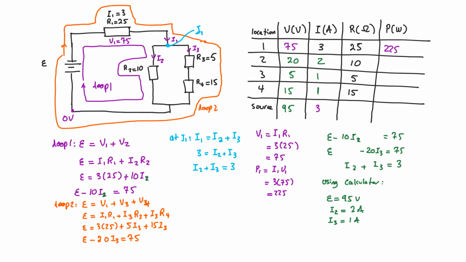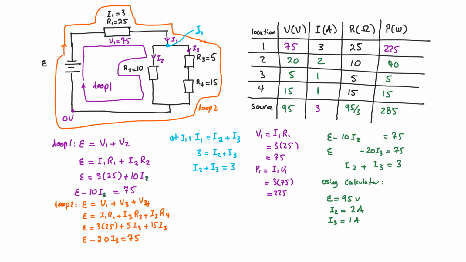And in terms of power, it's the same idea. I have to multiply voltage by current for each case, so I'll do that now. 20 times 2 is 40, 5 times 1 is 5, and 15 times 1 is 15, and 95 times 3 is 285. And finally, to find the equivalent resistance here, that's 95 divided by 3. I'm just going to leave it as a fraction, 95 over 3, which should be the exact same set of values that we got from our last set of analysis using a different method.